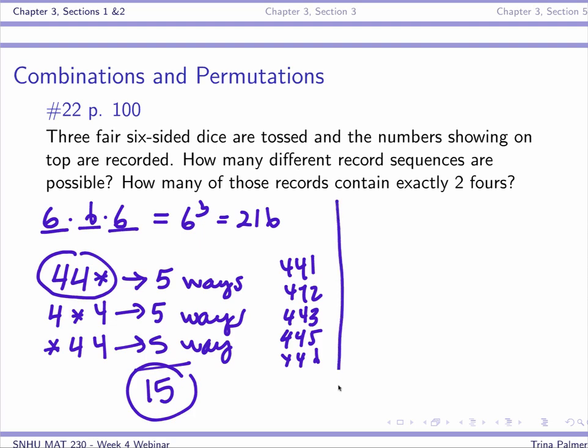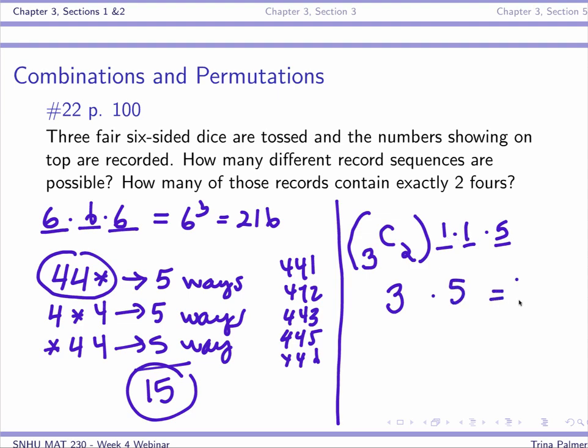So that's one way to think about it. Another way to think about it is, of the 3 positions, you want to choose 2 of those positions to be 4s. And then think about the slots. In one of the slots you need a 4, so there's only one way to get a 4. In the other slot you need a 4, only one way to get that, and the other one is a 5. So 3 choose 2 is 3, and then 1 times 1 times 5 is 5, and we get 15.